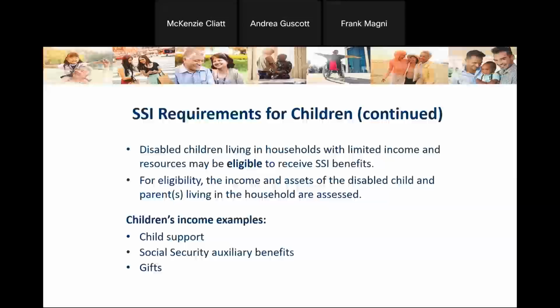How many parents are in the household? How many other children are in the household? So from that standpoint, if you maybe picked up on some of the income and resource limits from an adult standpoint, just to know and understand that doesn't always apply as far as the children is concerned. However, the financial elements of the program still apply to a child. Children's incomes sometimes are child support, Social Security auxiliary benefits, gifts. May I have the next slide, please?